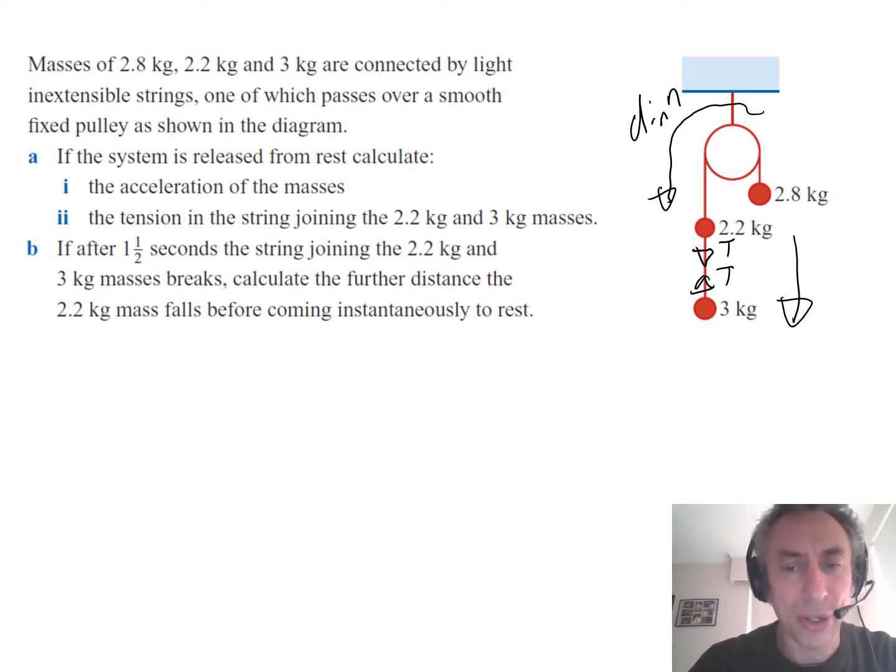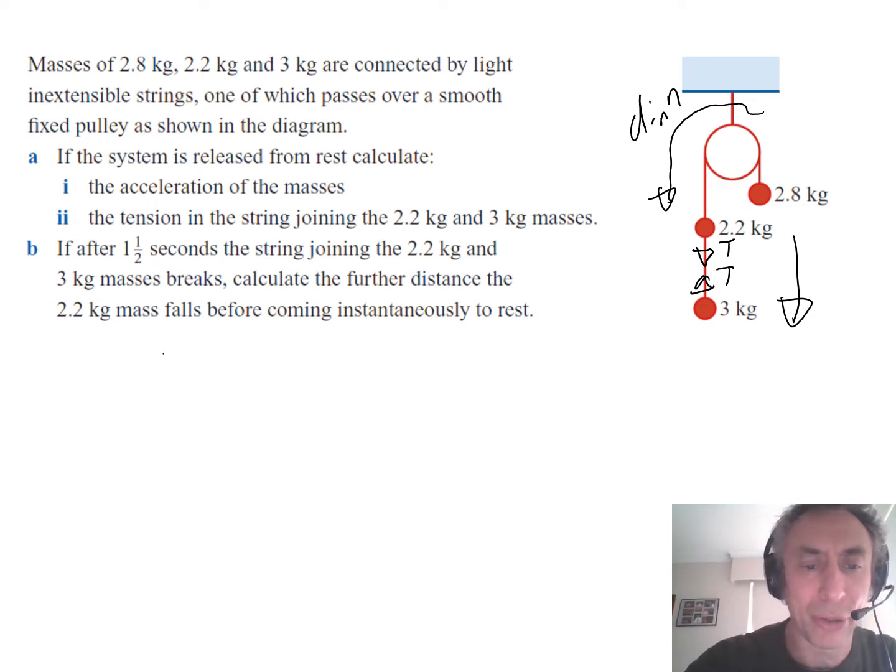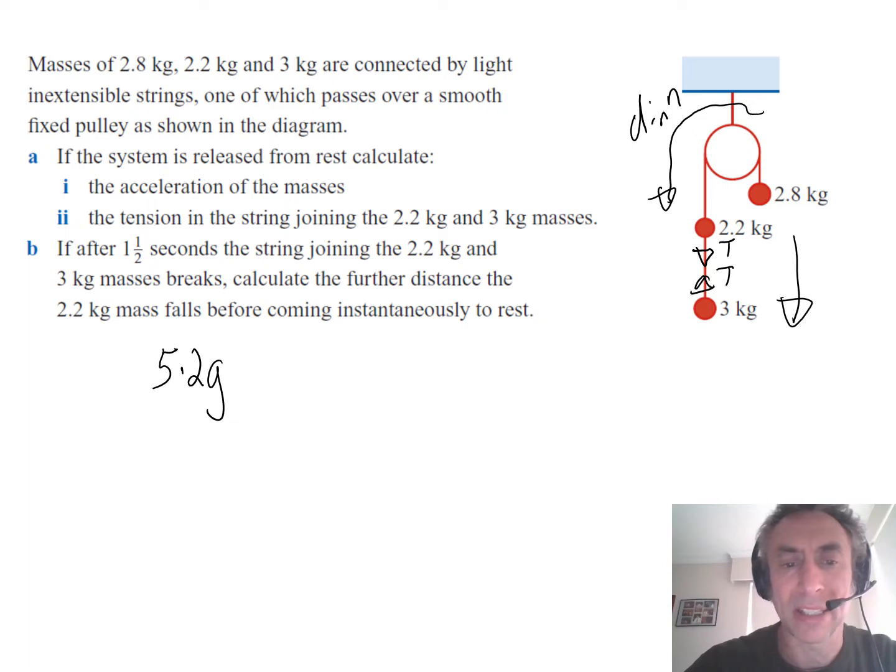A is, of course, a bit of a standard problem. You could do it everything mass by mass, and I'm very happy for you to do it. But of course, you should also recognize there's 3 plus 2.2, 5.2. G is pulling the system as a whole.